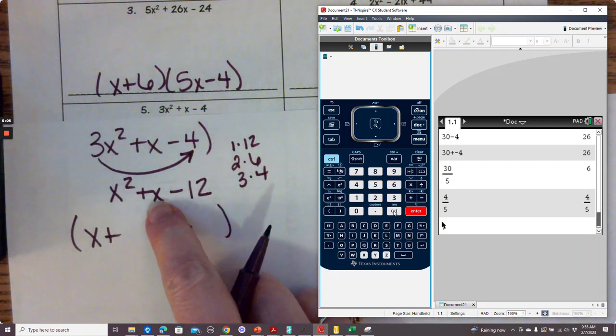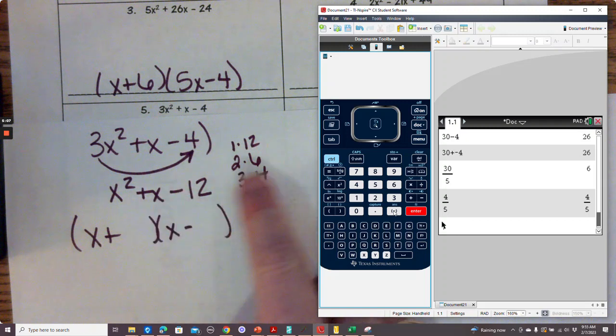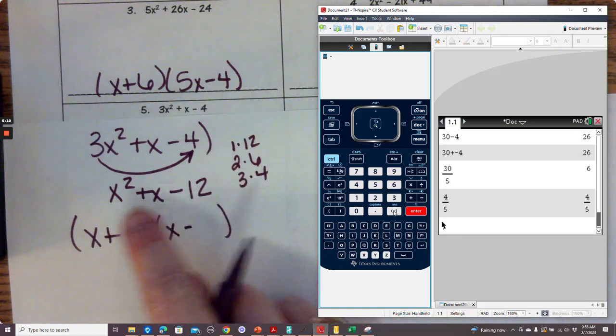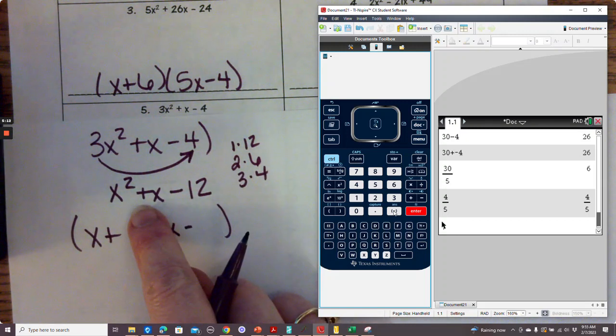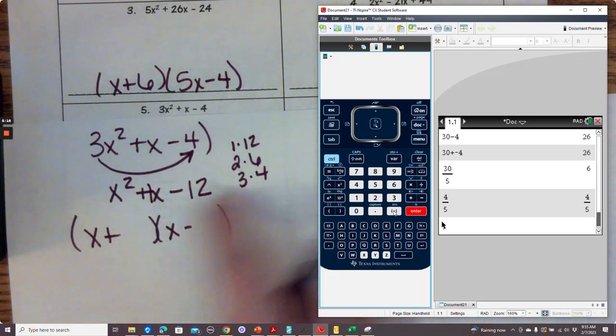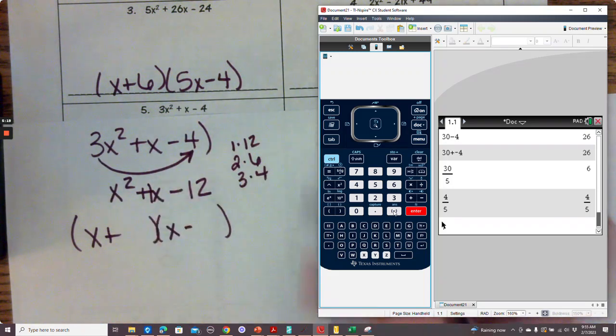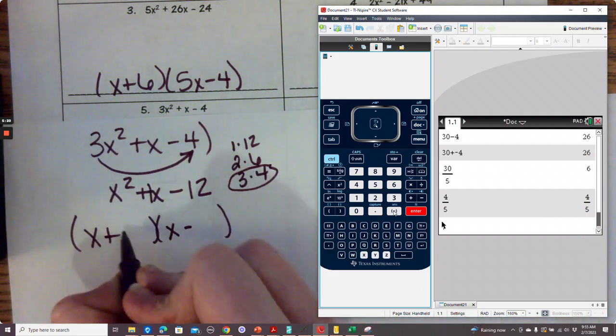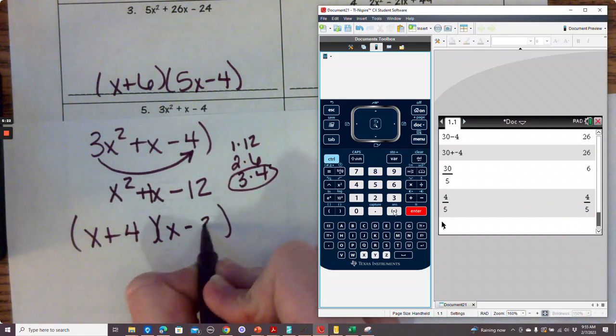So 2 that add or subtract to make x. 4 minus 3, not x, sorry, 1. Remember, there's an invisible 1 in front of that. 4 minus 3 gives me a 1. So those are my factors. The big one goes with the plus.